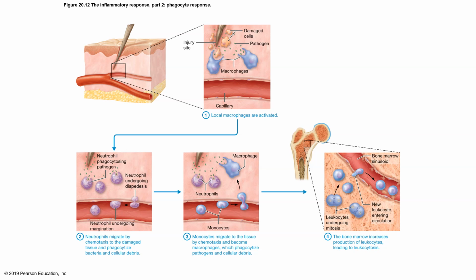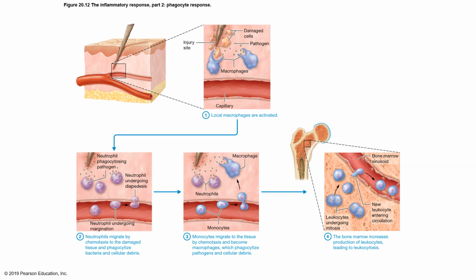So once those local macrophages are activated, the neutrophils will migrate by chemotaxis, as you see from this illustration, to the damaged tissue. And they'll start phagocytosing the pathogens, the bacteria, the cellular debris, whatever might be in the area. This is an image of a neutrophil undergoing margination, where they travel along the margins of the capillary wall, the arterial wall, and then it squeezes through the endothelial cells, and that process is called diapedesis.